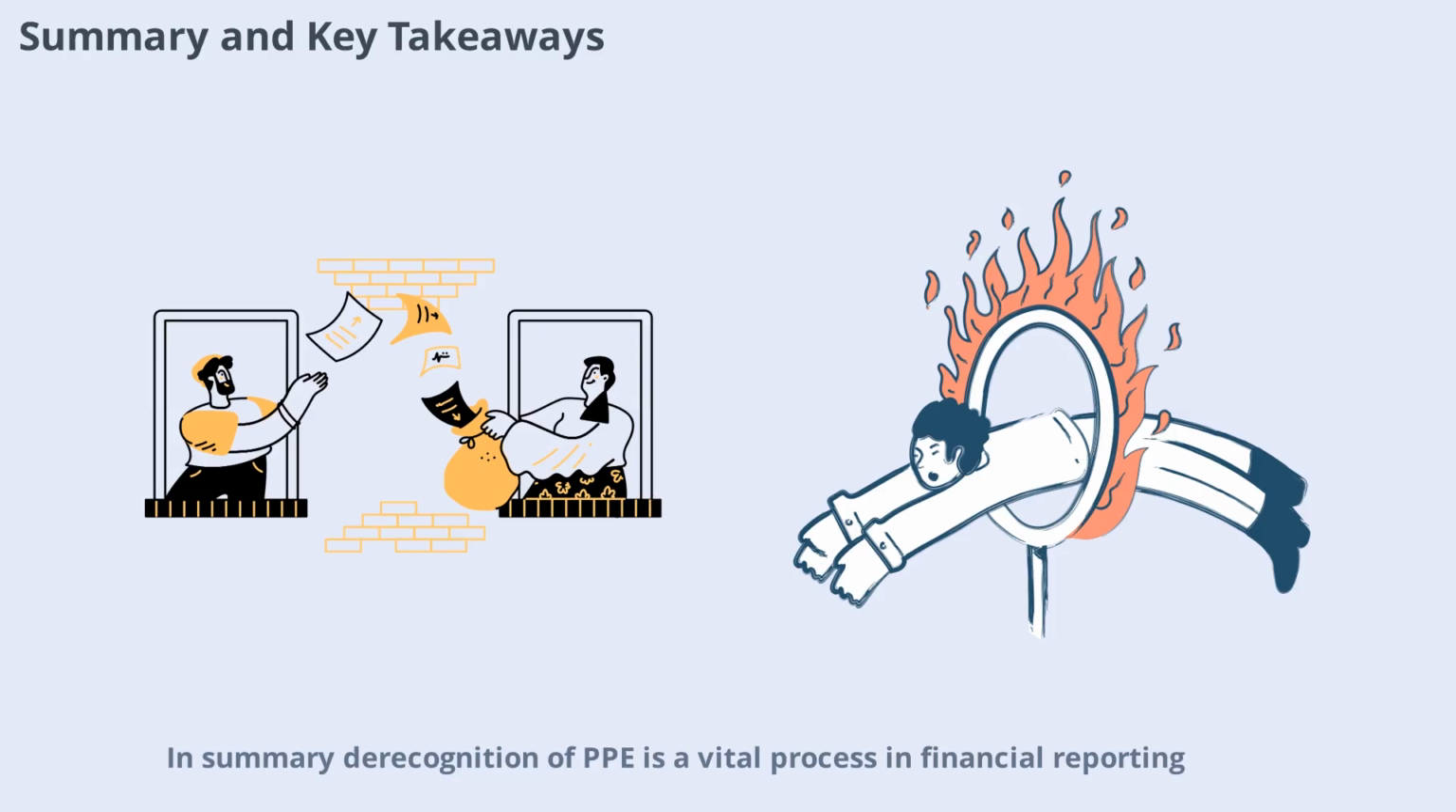Summary: derecognition of PPE is a vital process in financial reporting. It involves removing assets that are disposed of or no longer provide economic benefits, calculating gains or losses, and making the necessary disclosures. By following the correct procedures and understanding the interactions with other standards, you can ensure accurate and transparent financial statements.